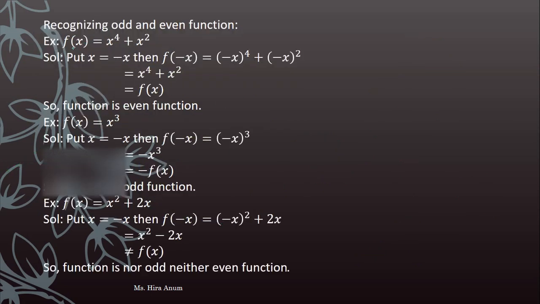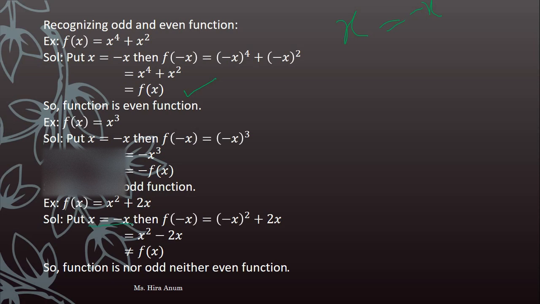You can see, f(x) equals x^4 plus x^2. In place of x, put minus x, then f(-x) equals (-x)^4 plus (-x)^2. It is equal to f(x), so this is an even function. f(x) equals x^3. You put x equals minus x, then f(-x) equals (-x)^3. It is equal to minus f(x). This is an odd function.